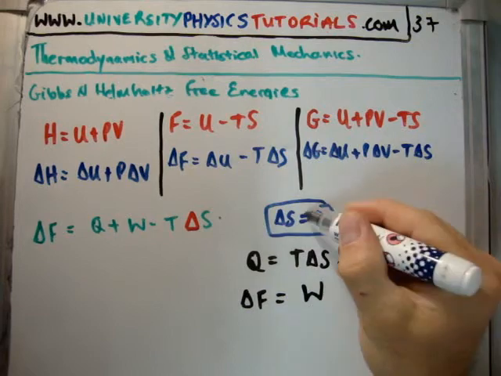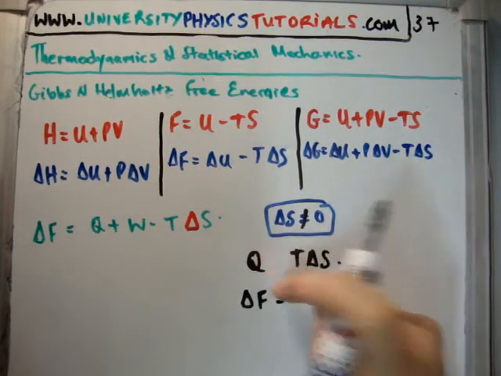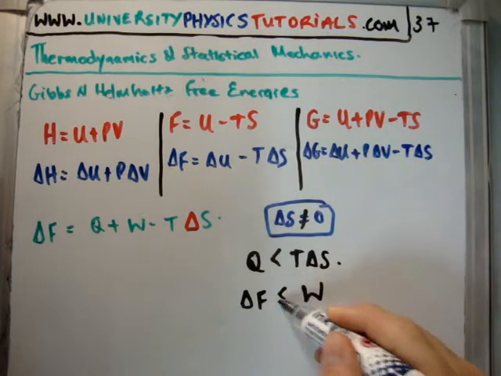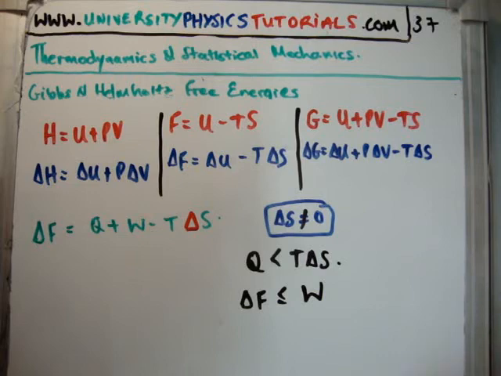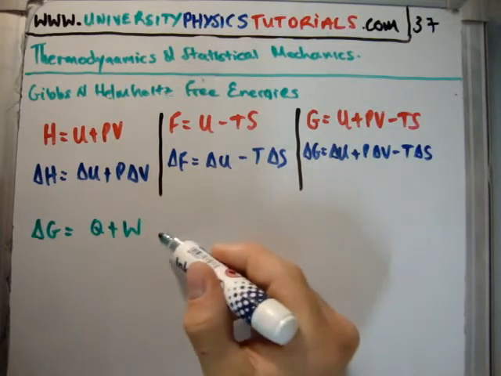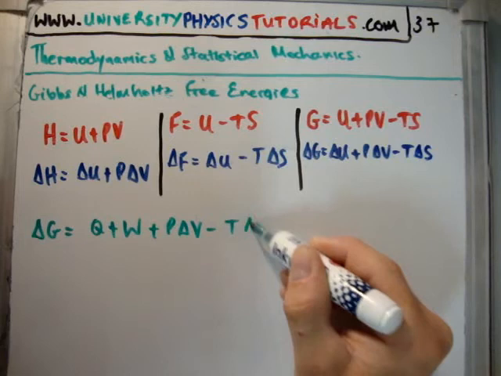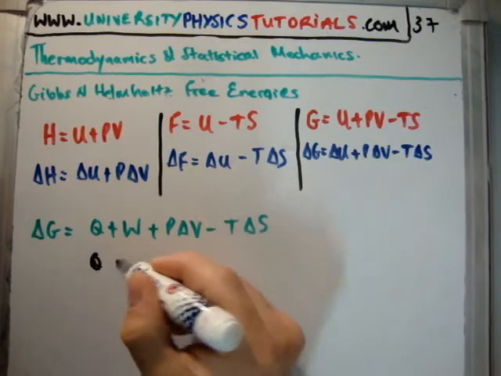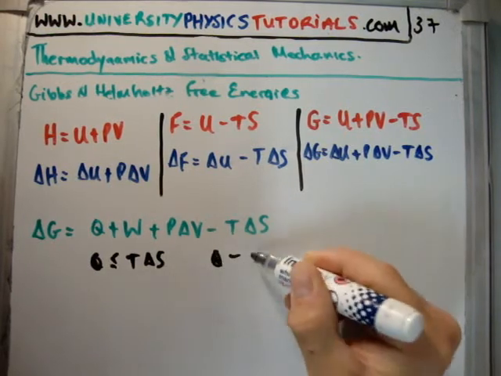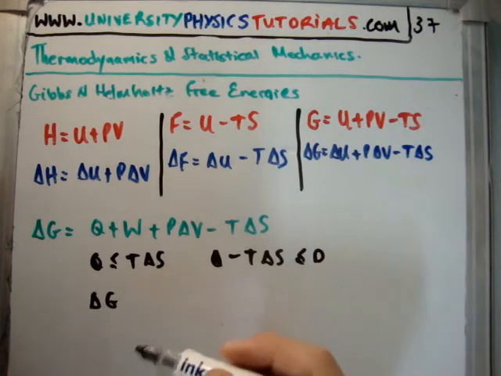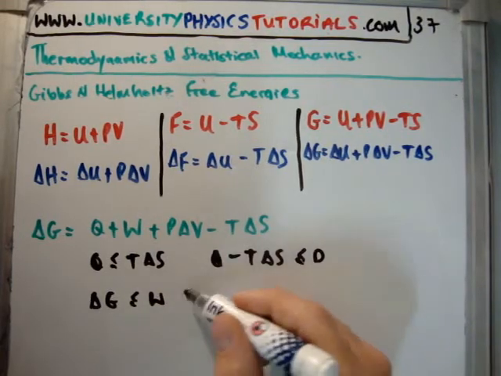However, when new entropy is created by making our system, then the heat is going to be less than T delta S. And that means the change in the Helmholtz free energy is going to be less than or equal to the work done on the system. Okay, so if we apply similar logic to the change in the Gibbs free energy, delta G, delta G is Q plus W, if we sub in the first law, plus P delta V minus T delta S. Now, applying the same logic as last time, we saw that Q is less than or equal to T delta S, or Q minus T delta S is going to be less than or equal to zero. That means that delta G is going to be less than or equal to the work done on the system plus P delta V.